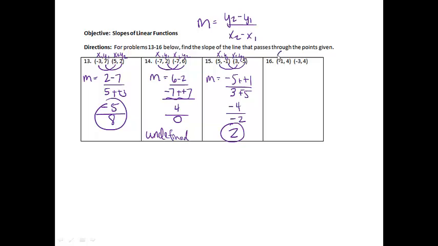Right, 16, x1, y1, x2, y2. My slope is equal to y2 minus y1, so 4 minus 4, over x2 minus x1, so negative 3 minus negative 1. 4 minus 4 is 0, and then on the bottom that would turn to negative 3 plus 1, which would be negative 2. 0 divided by anything is 0.